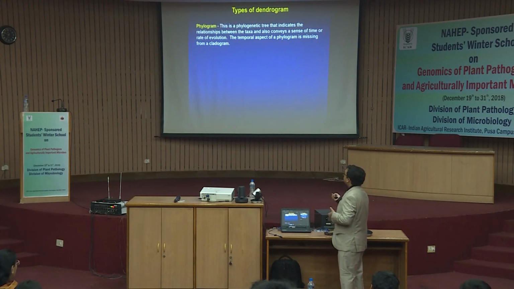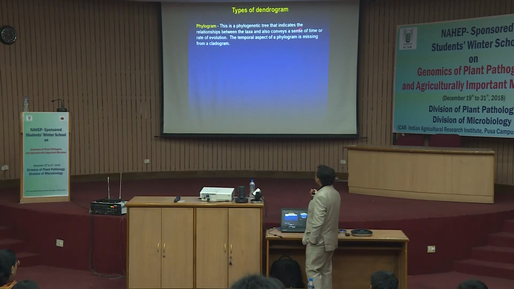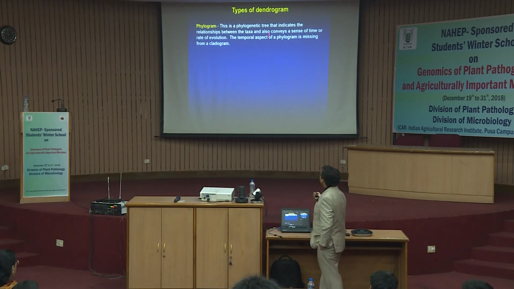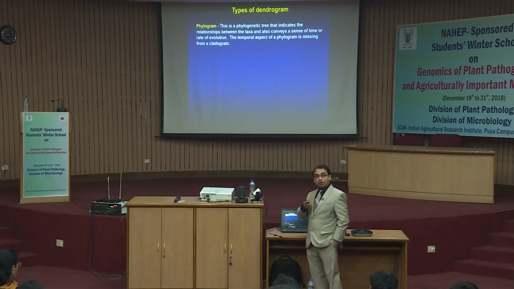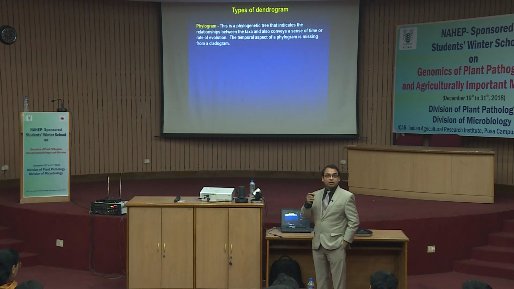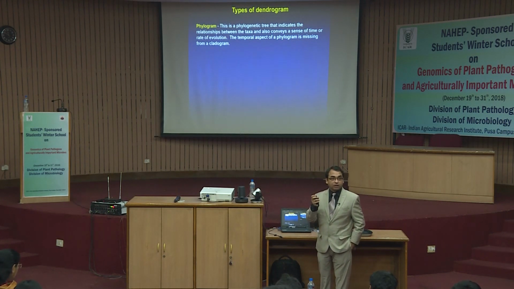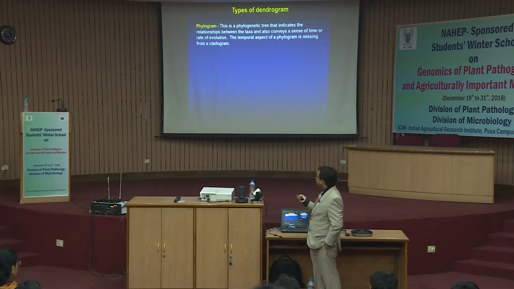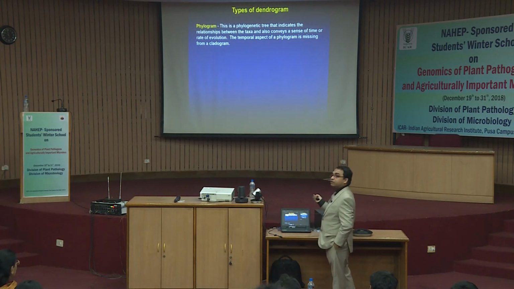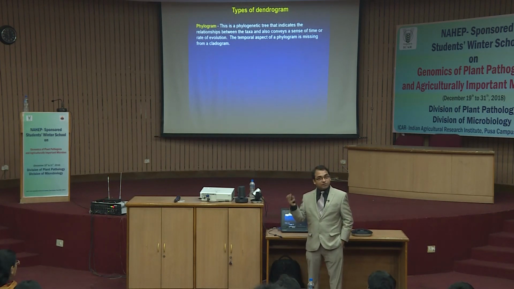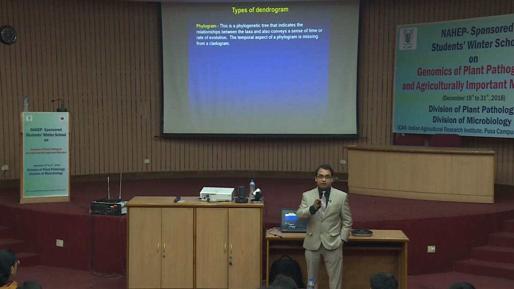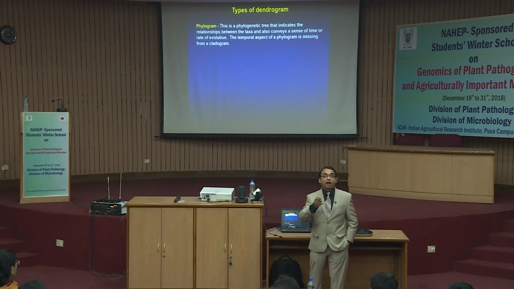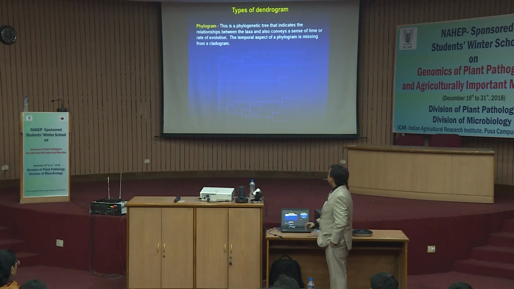So, phylogram means this is a phylogenetic tree that indicates the relationship between the taxa and also conveys a sense of time or rate of evolution. So, phylogram means not only the relationship, but it also conveys a sense of time or evolutionary change, how they are evolutionarily related. The temporal aspect of the phylogram is missing from cladogram. So, cladogram is the tree where this temporal concept, the time concept, is not there, but in the phylogram the time concept is there. So, how does the phylogram actually look? The phylogram looks like this.